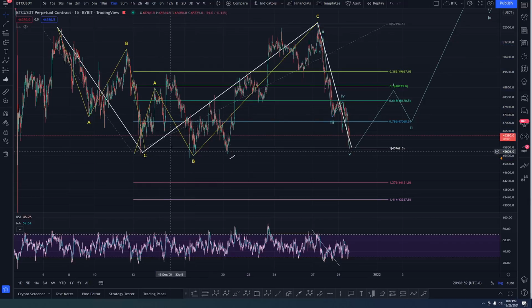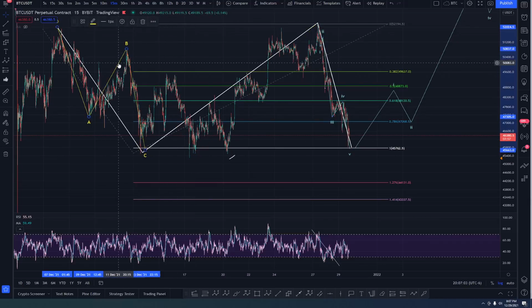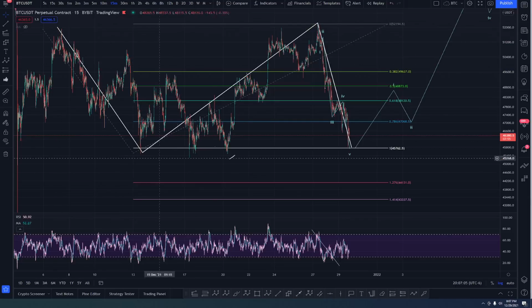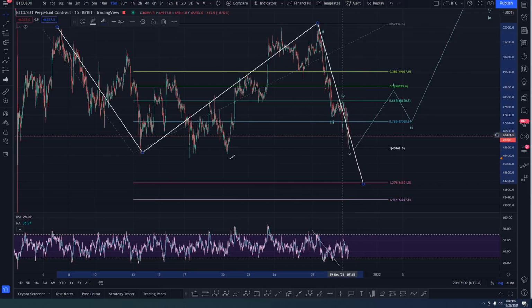I'm going to get rid of some of these extra lines here so you guys don't get all confused, and we'll just look at this whole system as one wave. Now this could come on down to these targets here. It could get a little lower here, down to the 44K. So we could come down to those targets, but I'm not certain that we will or not.